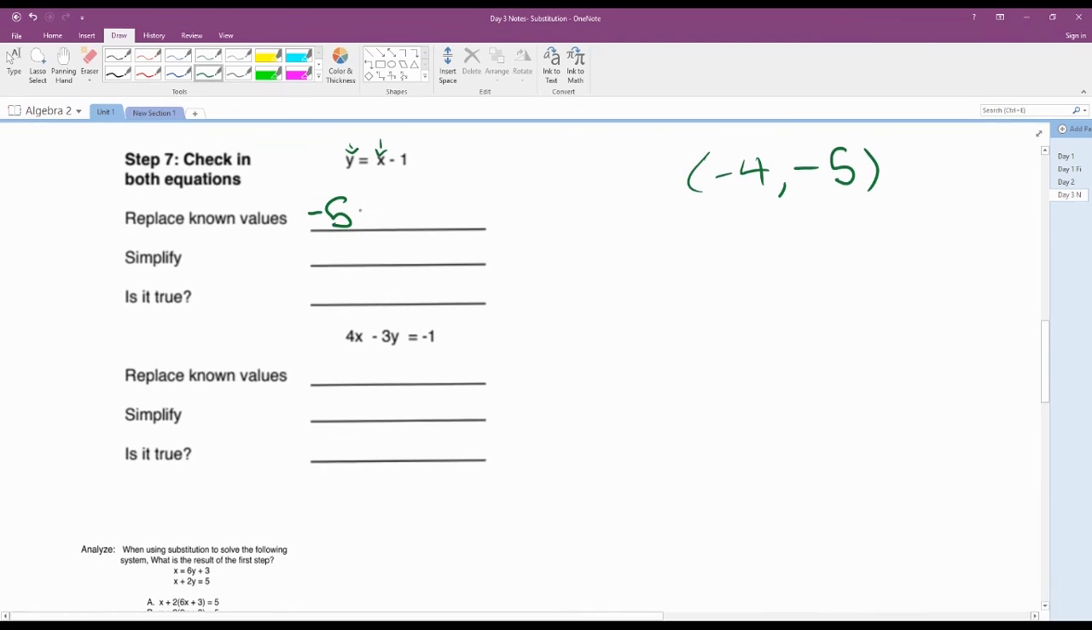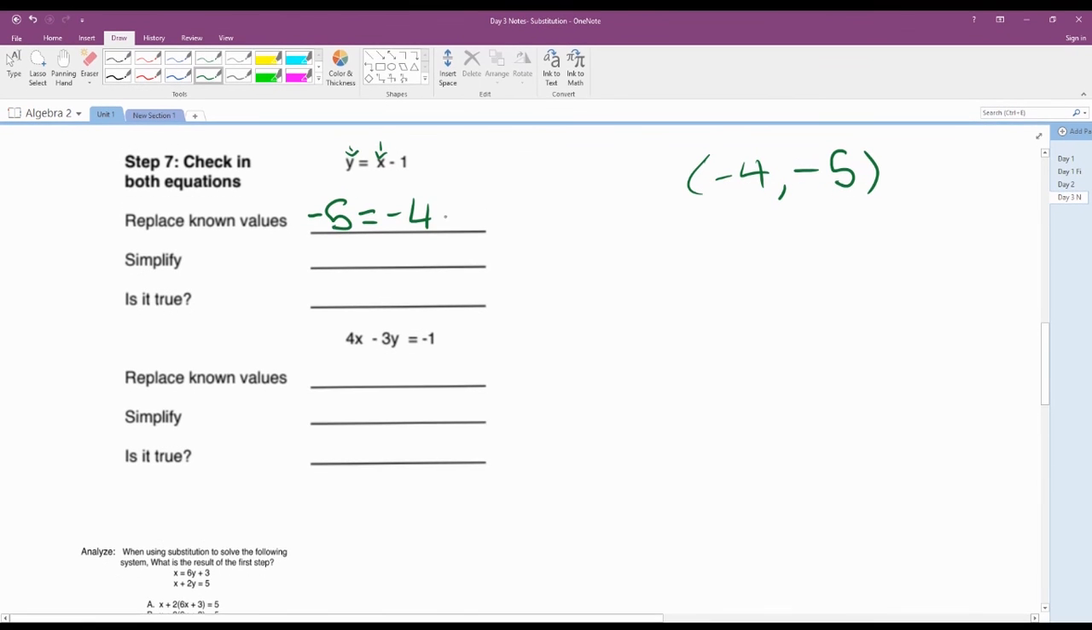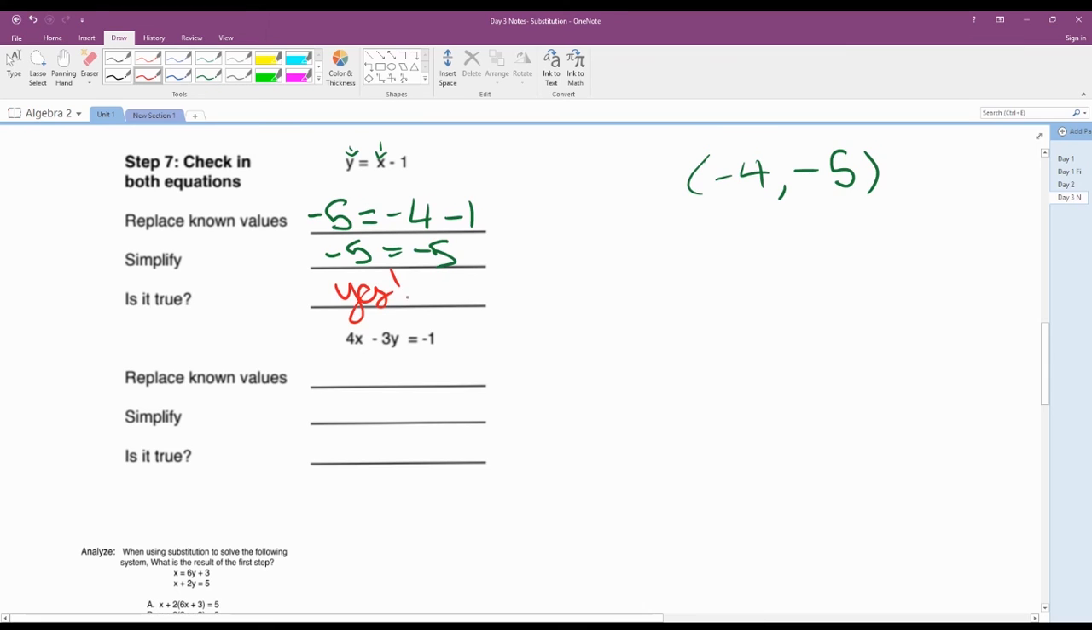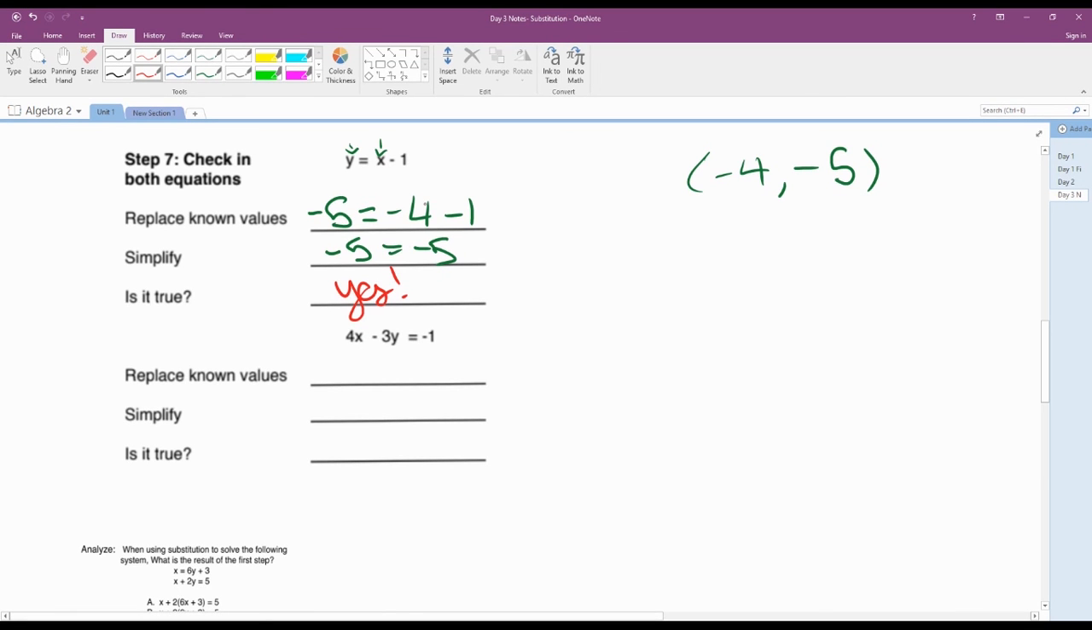So I got -5 equals -4 minus 1. And this is what we figured out, so it should come out right. So -5 equals -5. Okay, does -5 equal -5? Yes! So this means it's true. Cool, we're done. All right, so let's try it on the other one.